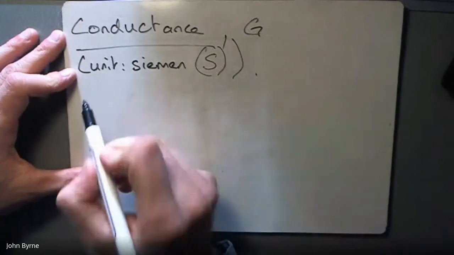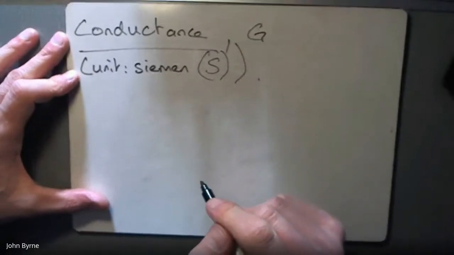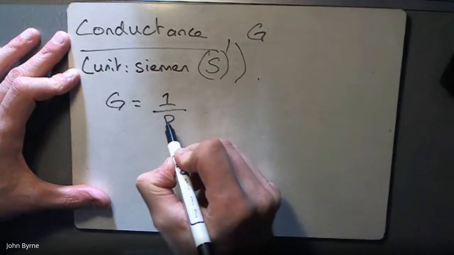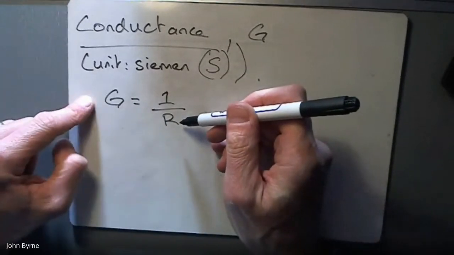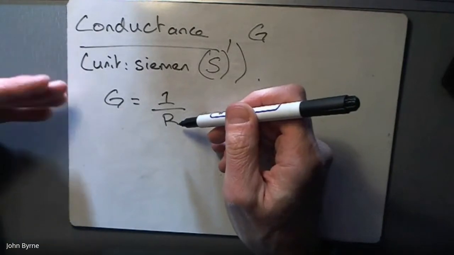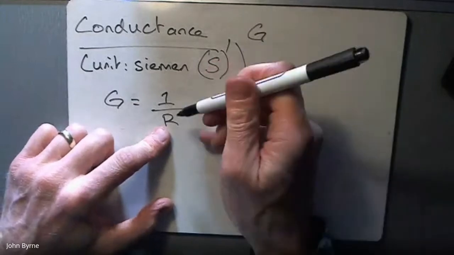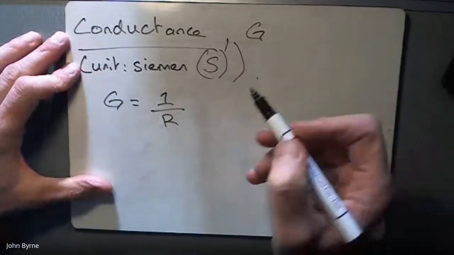All right, and how does that relate to things? Well, we talked about resistance before, and the conductance is 1 divided by the resistance. It's 1 over the resistance. So if the resistance gets bigger, the conductance gets less. The material can't conduct as well. If the resistance drops, then it becomes a better conductor, and so the conductance goes up.